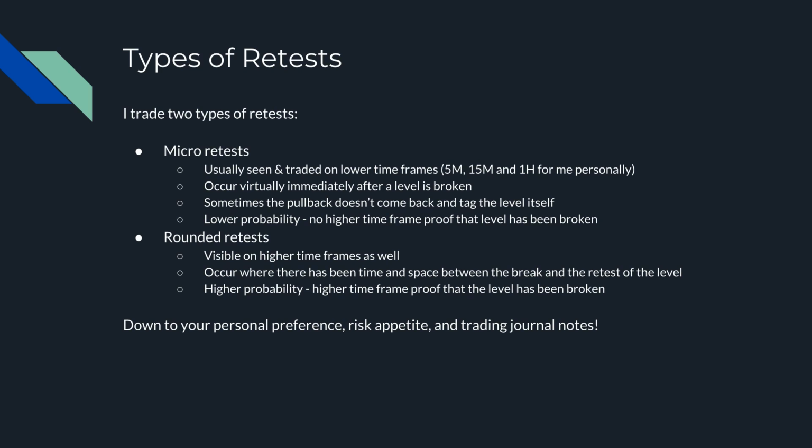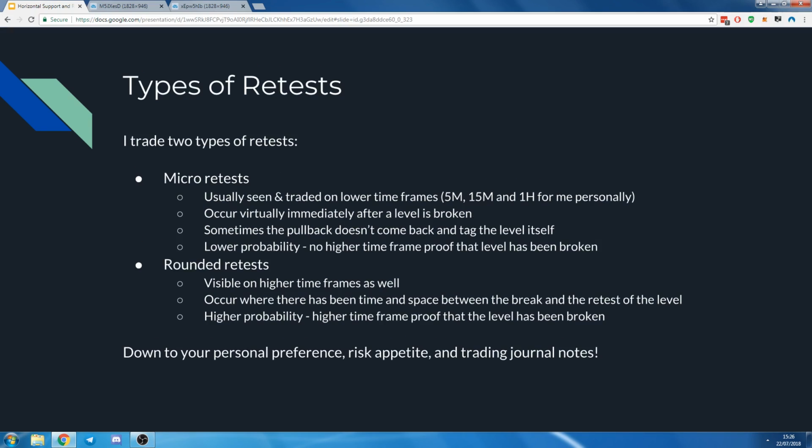And the defining characteristic of a micro retest is, as I mentioned, it occurs virtually immediately after a level is broken, but for that reason it is a lower probability setup, because you've got no higher time frame proof that the level is broken and it's going to hold as resistance turned support or support turned resistance.